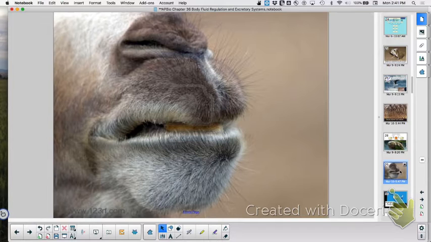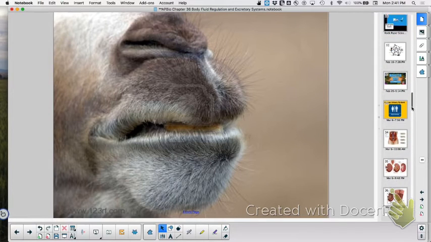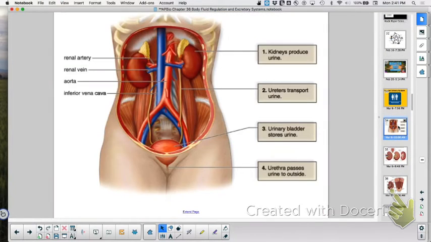All right, so those were all of our different strategies, and then we moved into the human system. And we looked at it macroscopically. If I said, how many vessels are connected to a kidney, what would you tell me? Three. What are the three vessels connected to your kidney? Renal artery, renal vein, and a ureter. Right? What is the renal artery bringing the kidney?